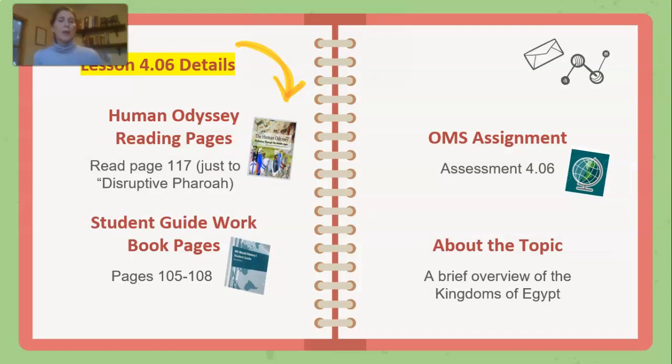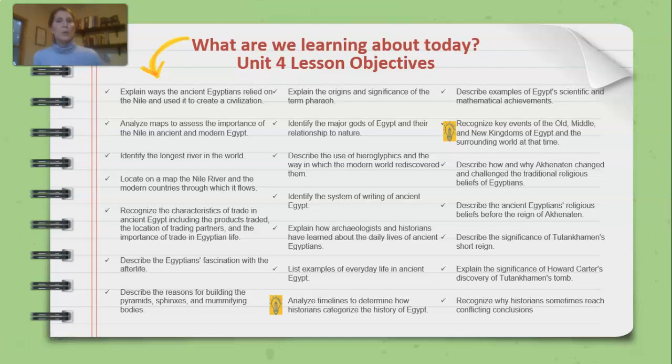And about the topic, a brief overview of the kingdoms of Egypt. So what are we learning about today? We're going to analyze timelines to determine how historians categorize the history of Egypt. And then we're going to recognize key events of the Old, Middle, and New Kingdoms of Egypt and the surrounding world at that time.